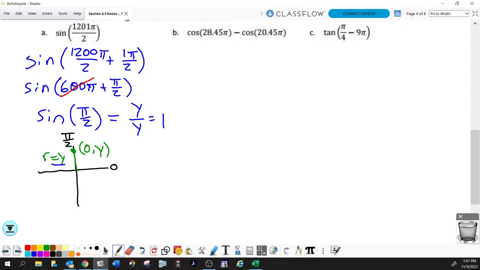Well, it can't be 0 there because you're up on the y-axis. Because if y was 0 and x was 0, we'd be at the origin. And that's not an angle.